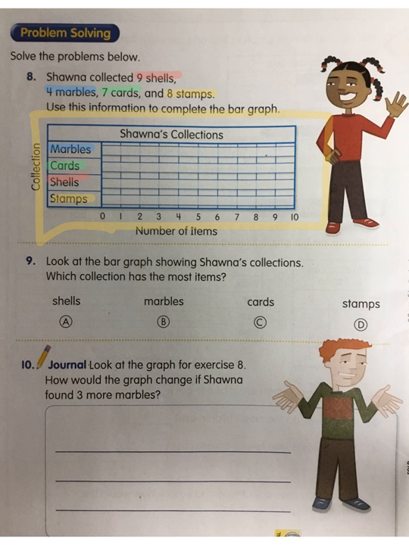And number 9, you're going to have to use that bar graph above to answer. It says, look at the bar graph showing Shauna's collections. Which collection has the most items? Is it A, shells, B, marbles, C, cards, D, stamps? And number 10 says, journal, look at the graph for exercise 8. Remember, exercise is just a fancy way to say number for number 8. How would the graph change if Shauna found 3 more marbles? What would happen to the graph if she found 3 more marbles? Write your sentence. Remember, when you are done, you are going to go do the do you understand on Seesaw, and then you can go and listen to other people's and comment on them.